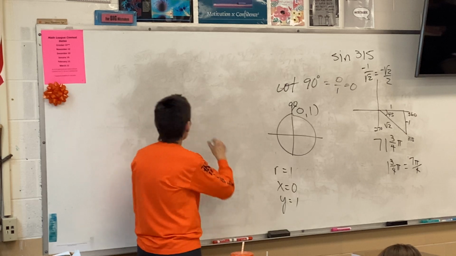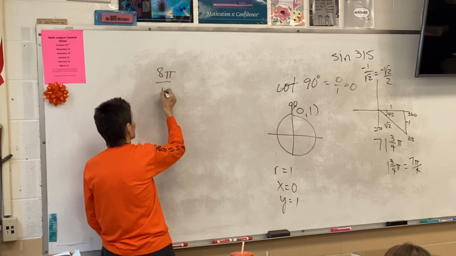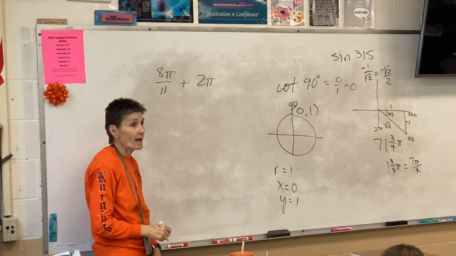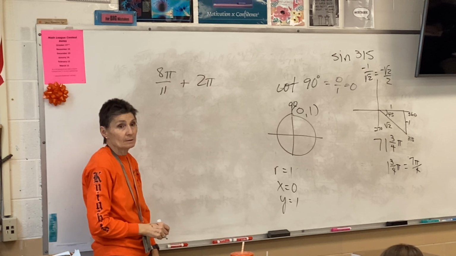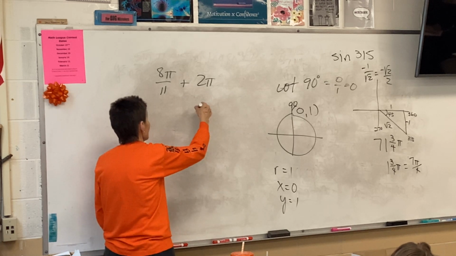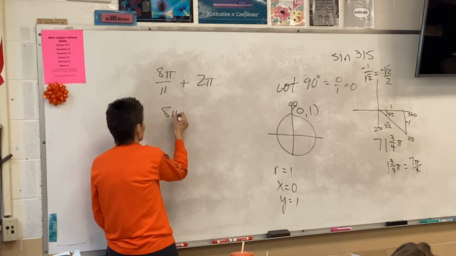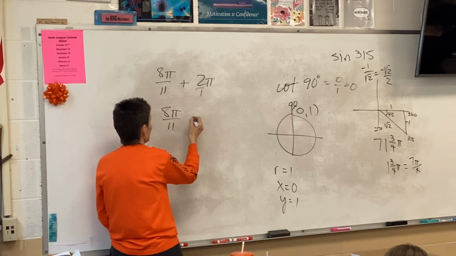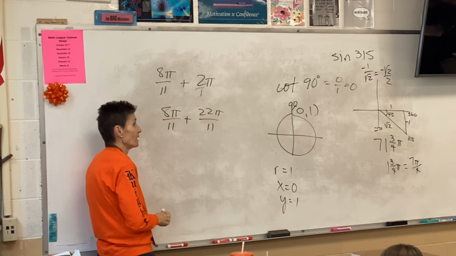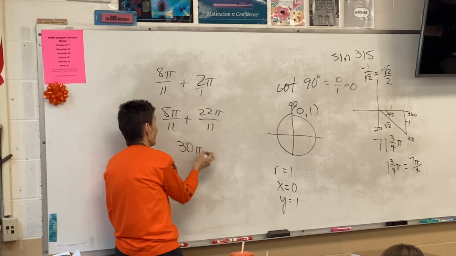All right, I have 8 pi over 11. I'm gonna add a revolution, so I'm gonna add 2 pi. So 2 pi is 2 pi over 1, so that's 22 pi over 11. So when I add, I get 30 pi over 11.